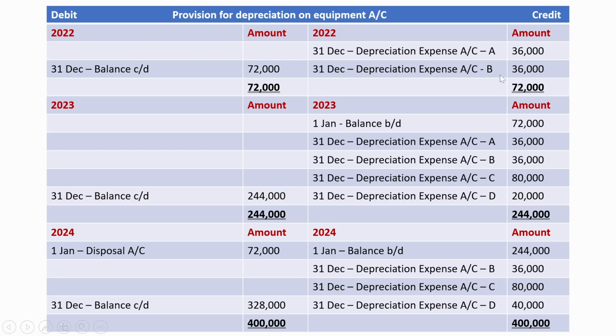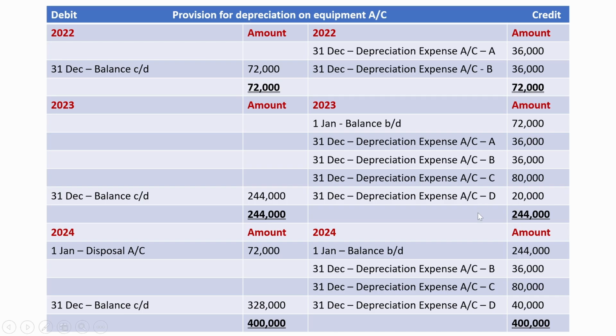Each year you have the same amount. So provide for A, that's 36,000. Provide for B, that's 36,000. But now you purchased a new asset called C. The original cost for C was 400,000. So take the depreciation rate 20%, multiply by 400,000. So you will find that you will get 80,000. And because C was purchased on 1st January, depreciation is going to be provided for the whole year.